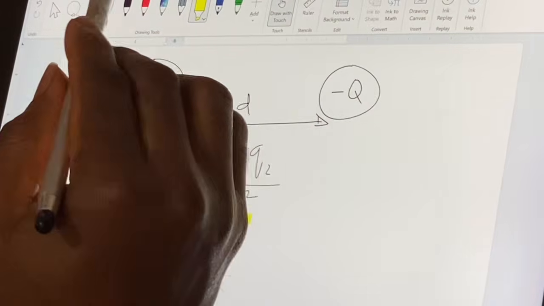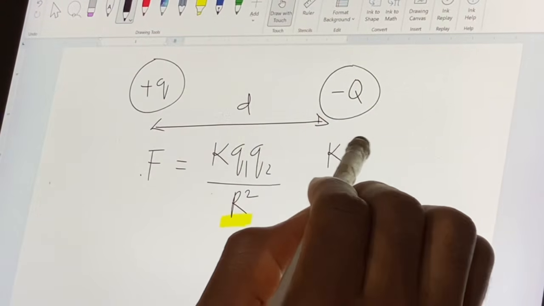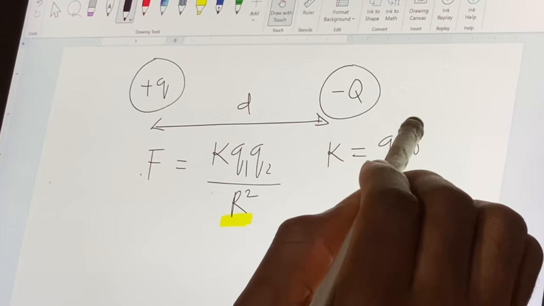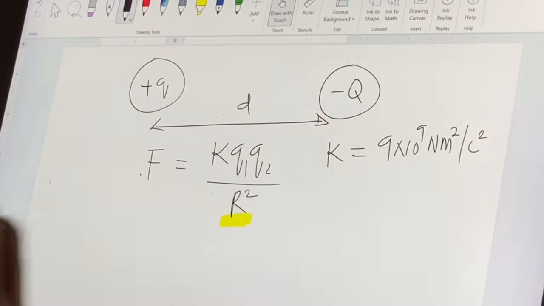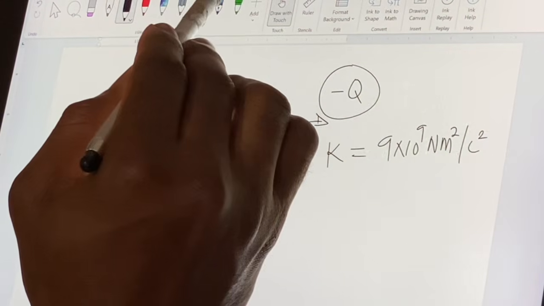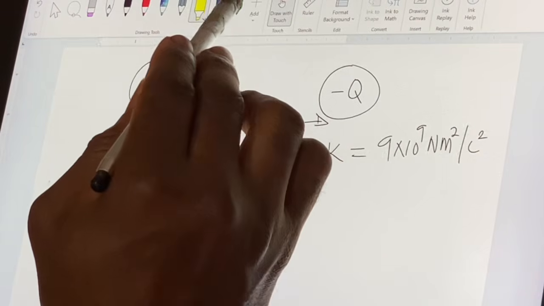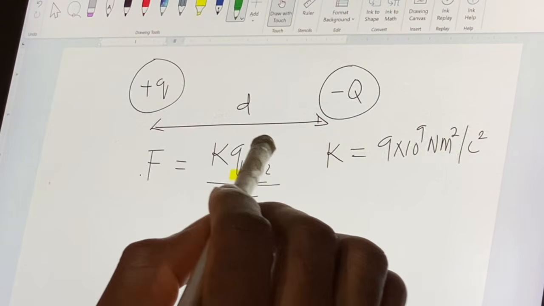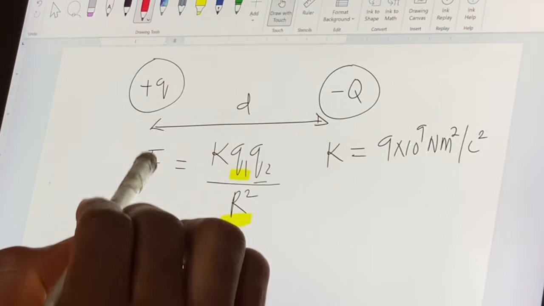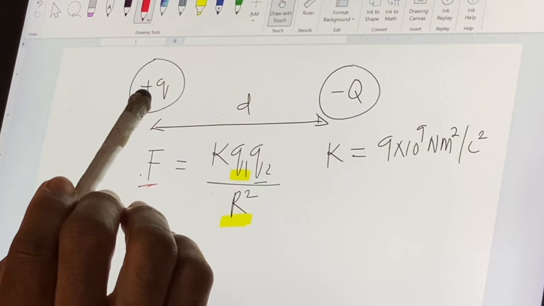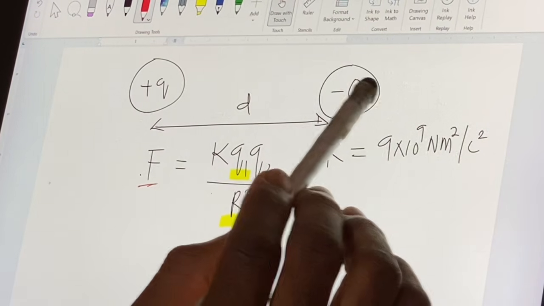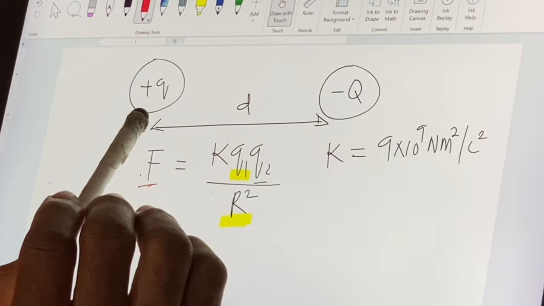So this K here is a constant, and the value of K is 9 times 10 to the power of 9. The unit is Newton meter squared per coulomb squared. Please don't forget. Q1 is the first charge, while Q2 represents the second charge. This force can either be a force of attraction or a force of repulsion. Now let's apply this formula to the question given to us. They said two point charges, one taken as plus q, the other as minus Q, separated by a distance D.